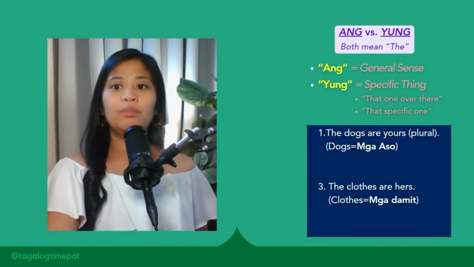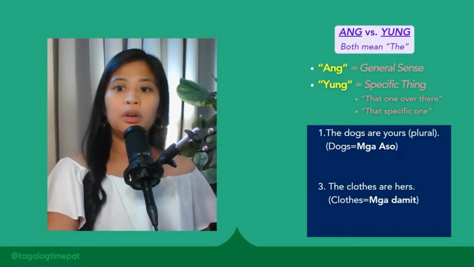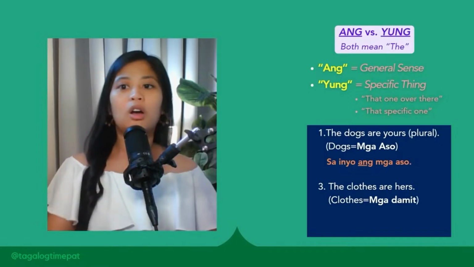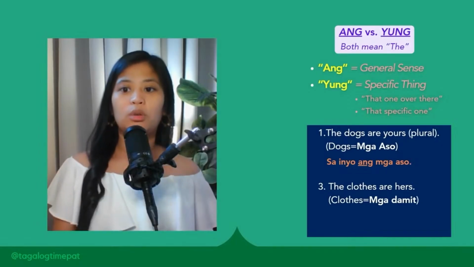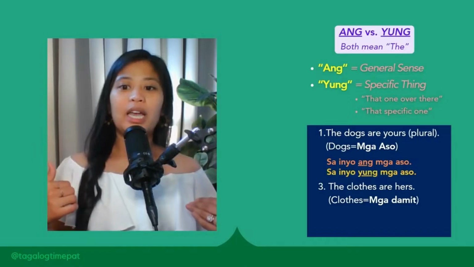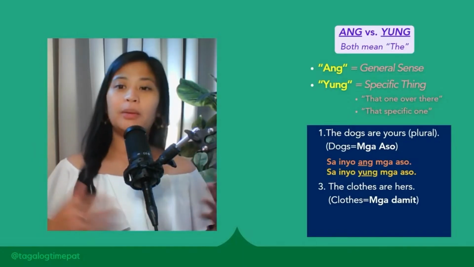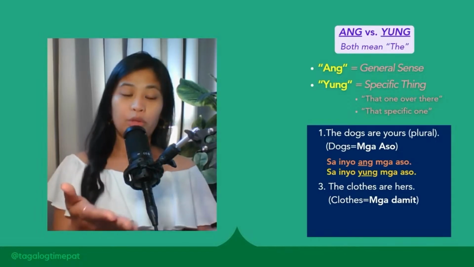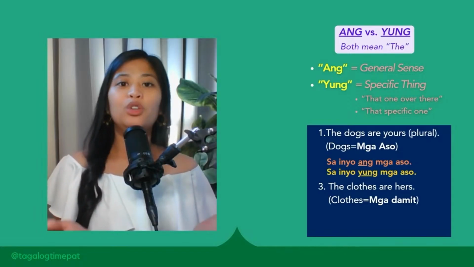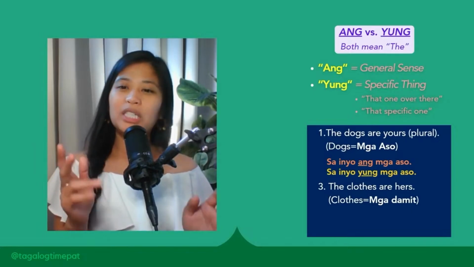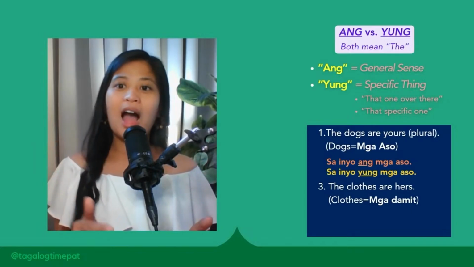So for example, the dogs are yours, plural. Sa inyo ang mga aso. That just means, oh, the dogs are yours. The dogs, any dogs, the dogs are yours. Whereas if I were to say, sa inyo yung mga aso, maybe we had already been talking about specific dogs, like, oh, the two right there. Sa inyo yung mga aso. The dogs are yours.